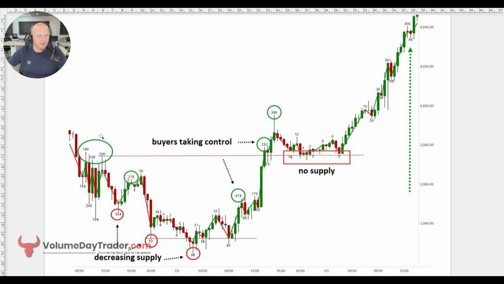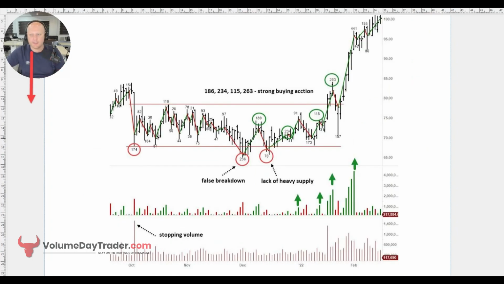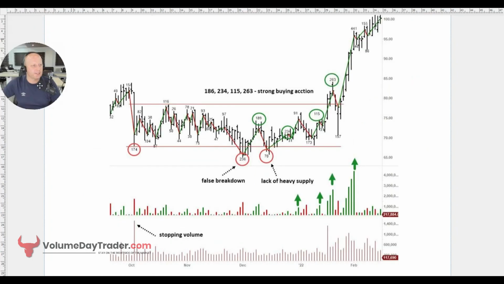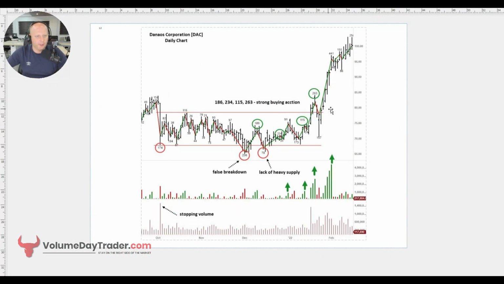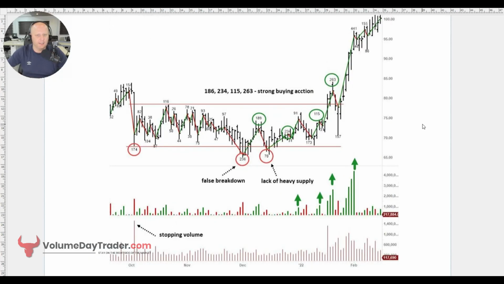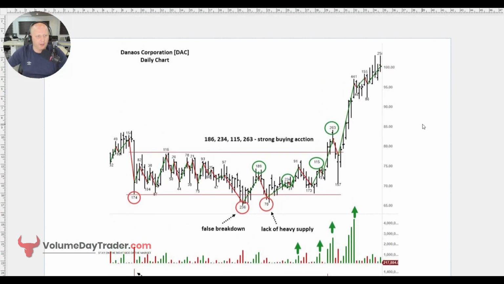Another example here. This is another chart. This is the stock Danos Corporation, daily chart. The ticker is DAC. And have a look first at this chart without the traditional volume. Here, look at this candle.